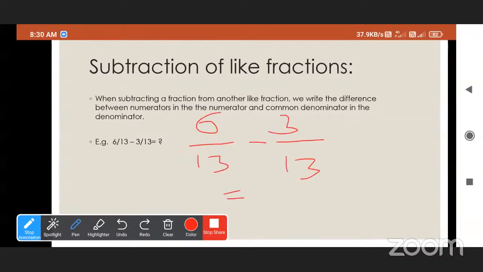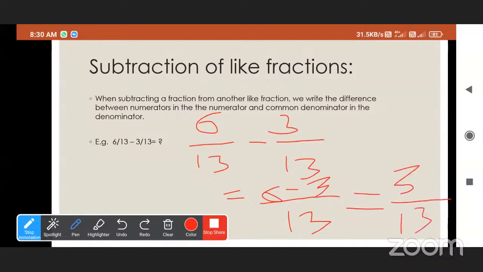We have to write down 13 as the denominator. And in the numerator, 6 plus 3? No, this is subtraction. So we will write 6 minus 3. Okay, now 6 minus 3 is 3, so our answer is 3 upon 13.